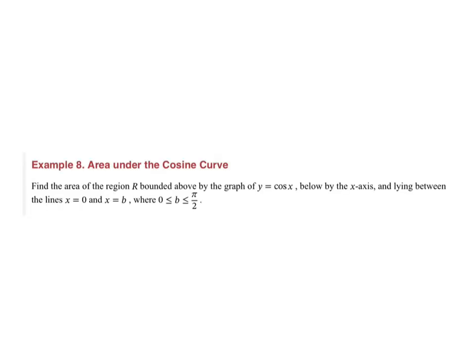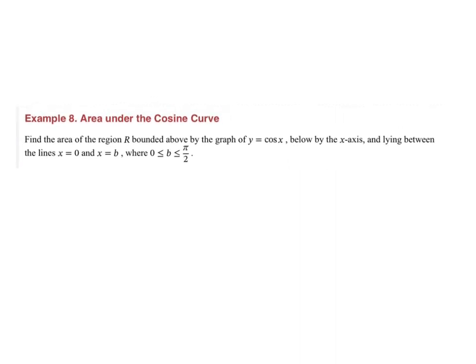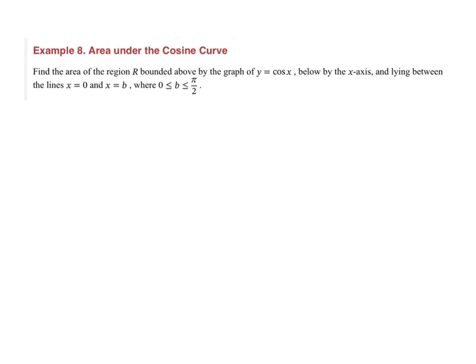All right, here comes example 8. It says, find the area of the region R bounded by the graph of y equals cosine x below the x-axis and lying between the lines x equals 0 and x equals b, where 0 is less than or equal to b is less than or equal to pi over 2. Okay, so what in the world is this even asking us to do?